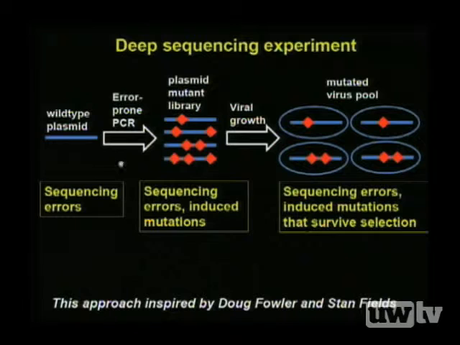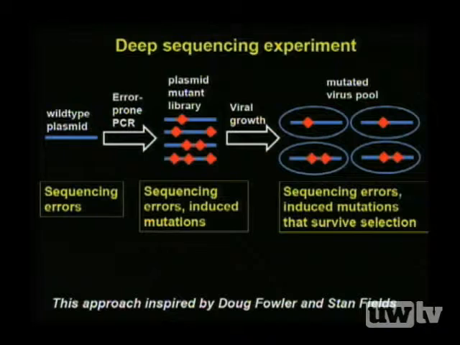And then if you were able to sequence all of these at very high depth, what you would see is this: when you sequence your wild-type gene, you just measure your sequencing error rate. When you sequence here, you measure the mutations that you introduce. And when you measure here, you're measuring what are the mutations that can survive the selection. So what are the mutations that are tolerated?